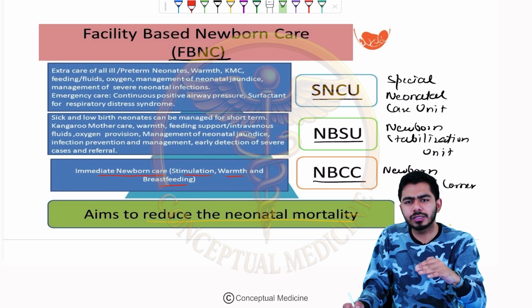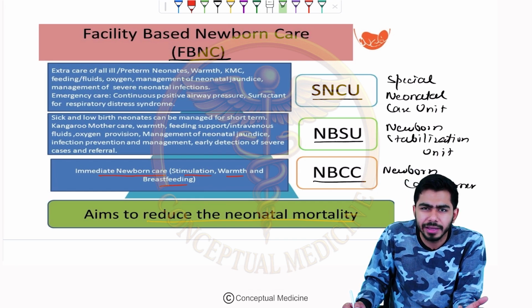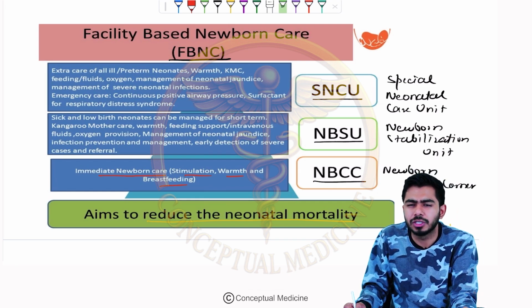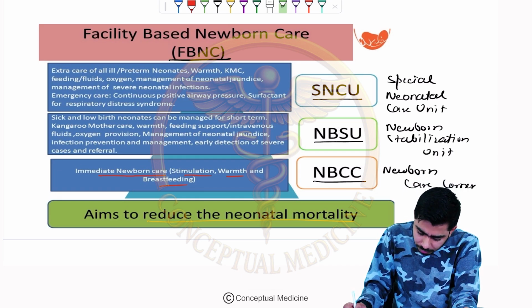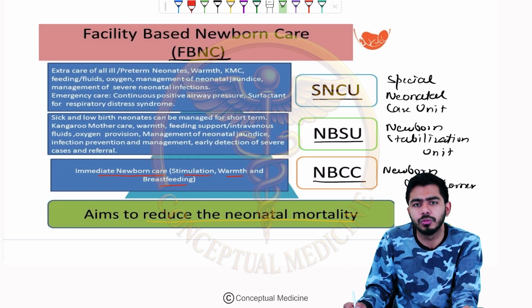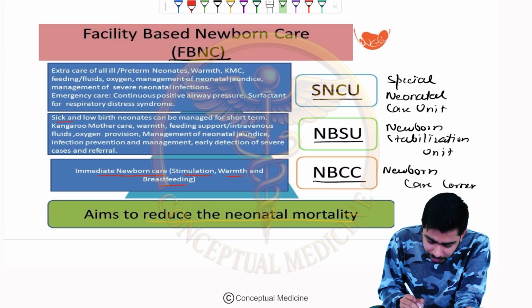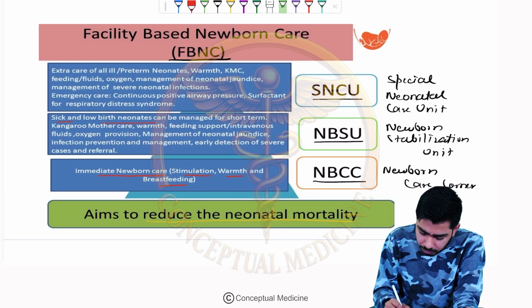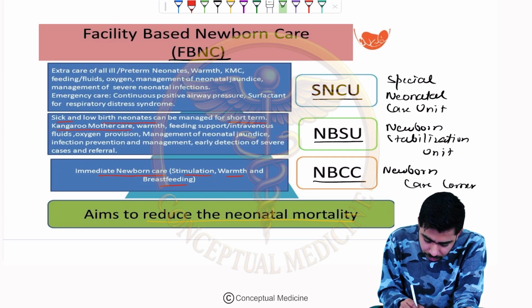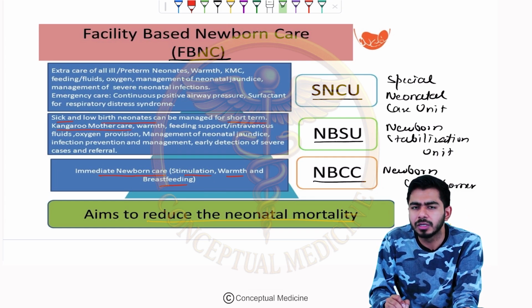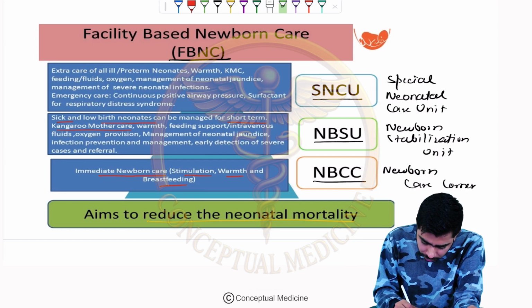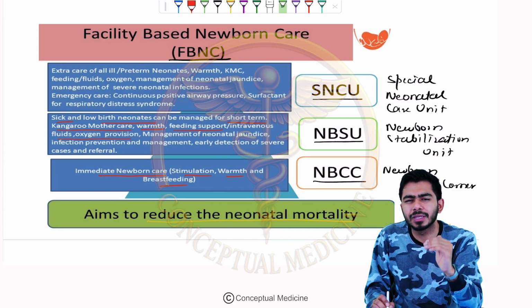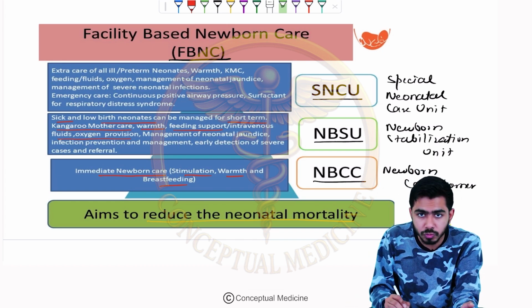Then if the child is in bad health, say the child has pneumonia or jaundice, different kinds of problems might be there, hypothermia and all of these things, then we might shift the child to the newborn stabilization unit. Here a sick child and low birth weight neonates can be managed for a shorter period of time. We shall be giving kangaroo mother care. We have already talked about KMC, where the mother holds the baby in the frog position. Then warmth, feeding support, IV fluids and oxygen provision might be given. So a somewhat sick child will come to this particular unit, the newborn stabilization unit.